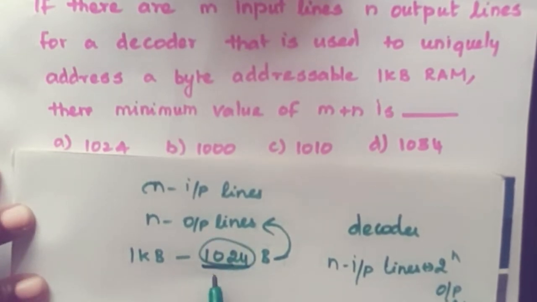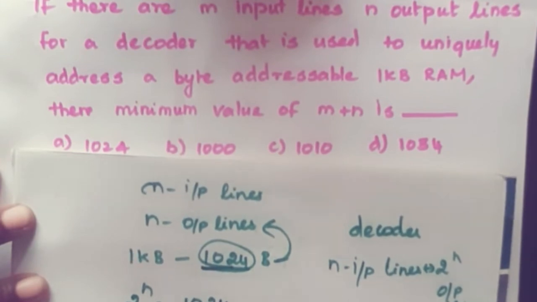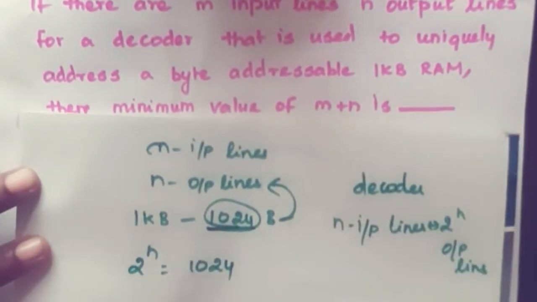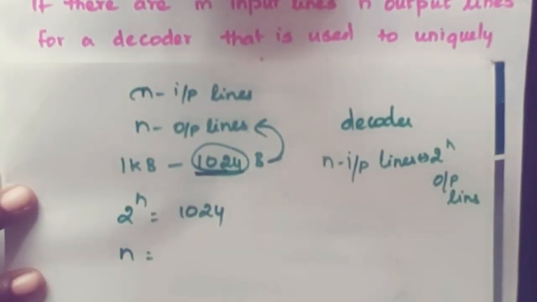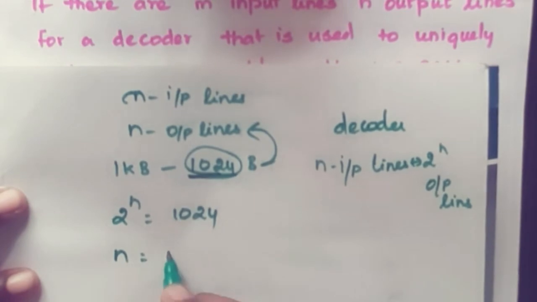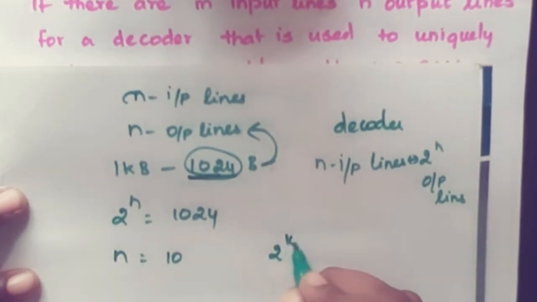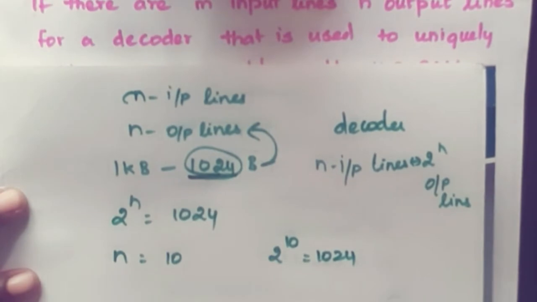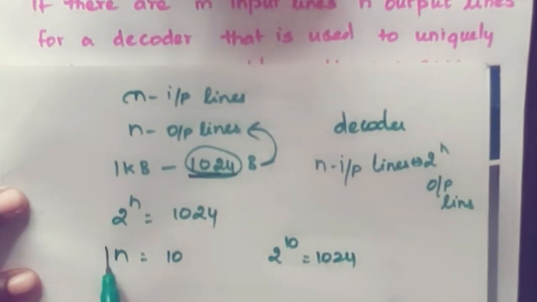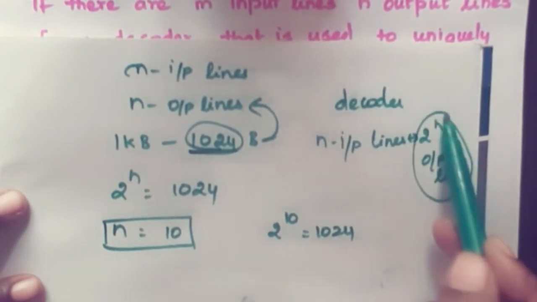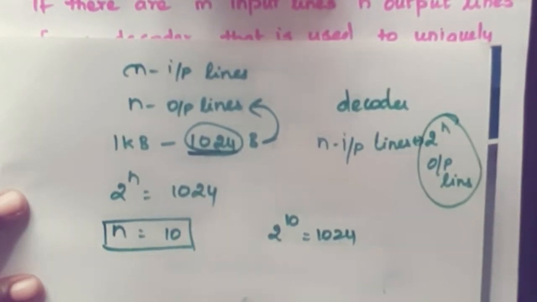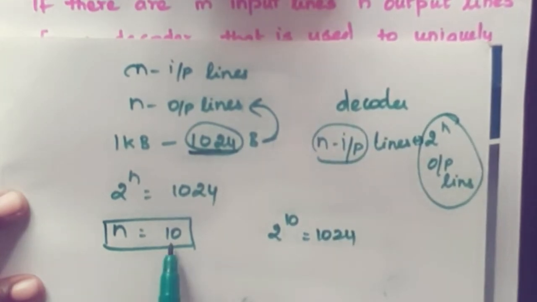Now here the output lines are 1024, so 2 power n is equal to 1024. From this we have to find n. I think n is 10, because 2 power 10 is equal to 1024. So the output lines, 2 power n, is 1024, and the input lines are 10.